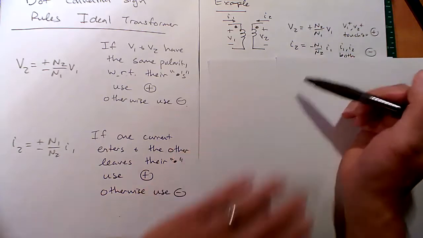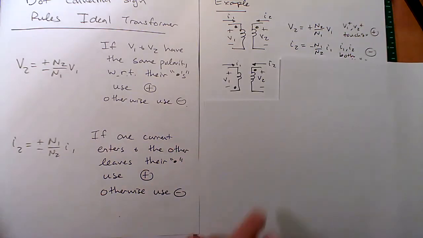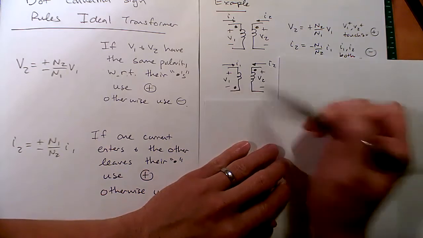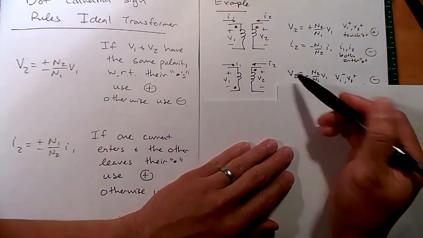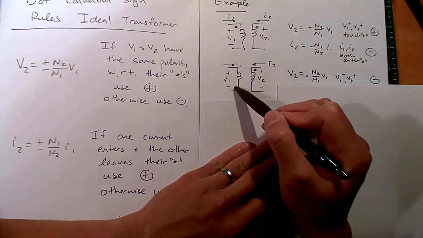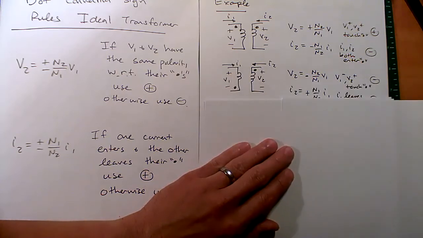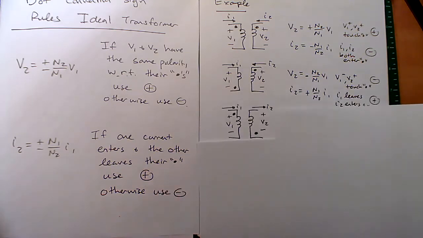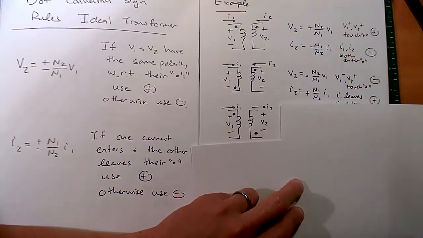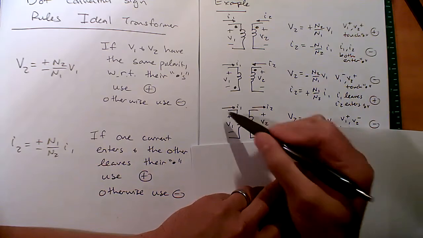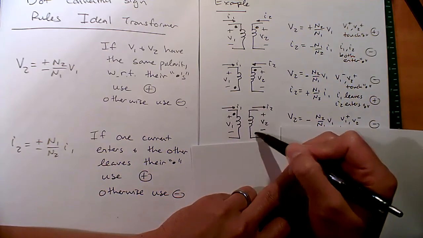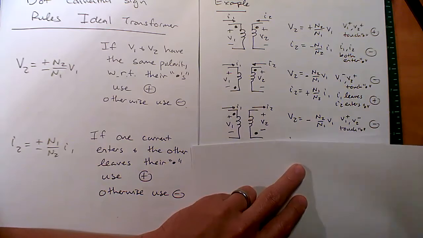Good. Let's look at the next one. Here we have a positive and a negative for the voltage, so that's going to be negative. Let's double check. Yep, negative. And here we have current entering at its dot, but then this current I1 is leaving, so that's positive. Good. Let's look at the next one. Here we have V1 positive touching V2 negative, that's negative. And we have I1 entering and I2 technically entering, so that's negative.